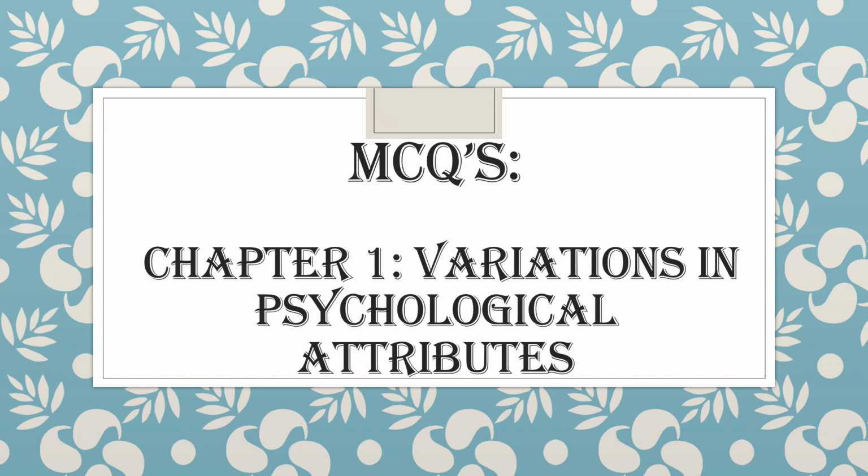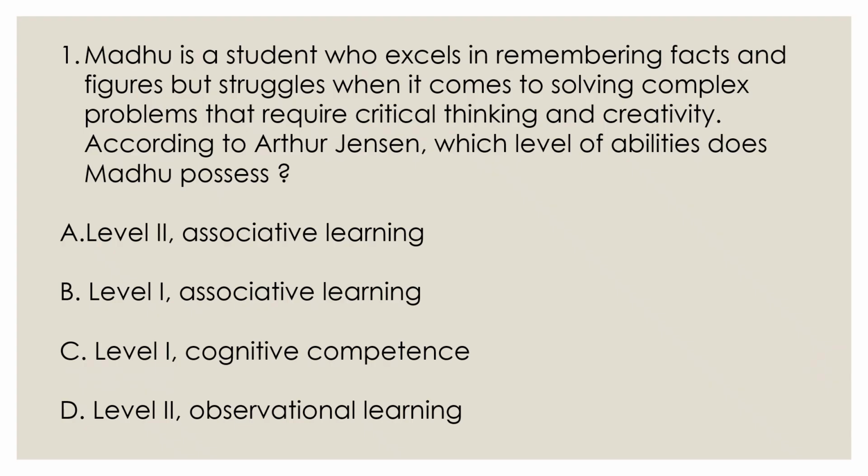Hello all. Today we will do the multiple choice questions from chapter number 1, that is variation in psychological attributes. Let's start. The first question is, Madhu is a student who excels in remembering the facts and the figures but struggles when it comes to solving complex problems that require critical thinking and creativity. According to Arthur Jensen, which level of abilities does Madhu possess?